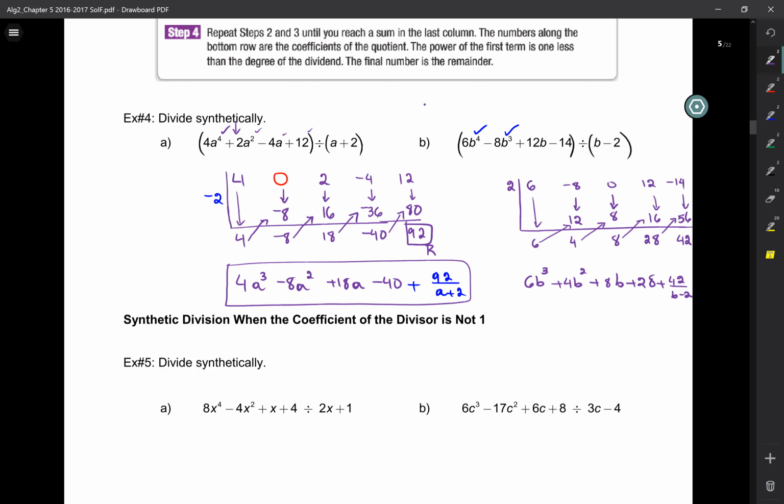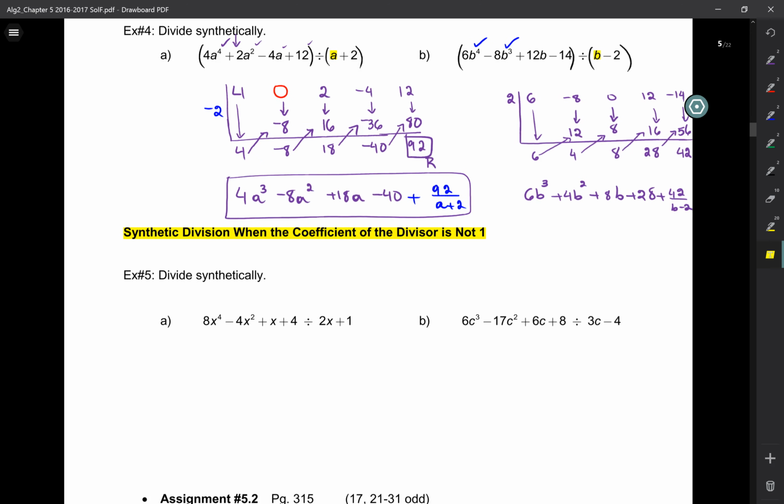All right, so far things have been easy because I have been dividing by binomials where the coefficient has been a 1, right? So now we're going to take care of, well, what if the coefficient is not a 1? What if the divisor does not have a coefficient of 1? Like you see in this first case, the first term here is a 2. We're dividing by 2x plus 1.